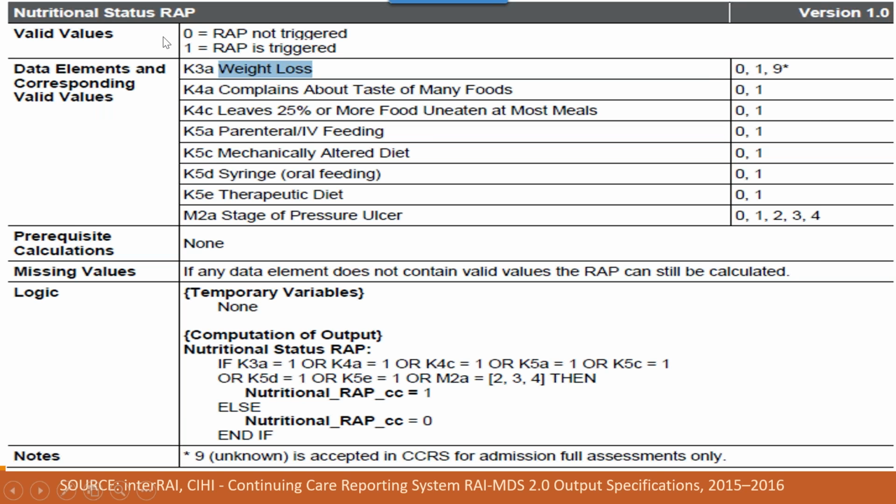When we look at the RAPs, you can see the nutritional status RAP. It also is triggered when there is a weight loss. So it's simply looking at if weight loss is a factor, and you can notice here that if any of these items, weight loss, complaining about food, leaving 25% of the food behind, a parenteral IV feed, a mechanically altered diet, syringe therapeutic, or a pressure ulcer, okay, any stage of a pressure ulcer. If any one of those factors, you're going to trigger the nutritional RAP. However, you can see here that K3A all by itself would trigger that particular RAP, and then a care plan decision would have to be put in place.